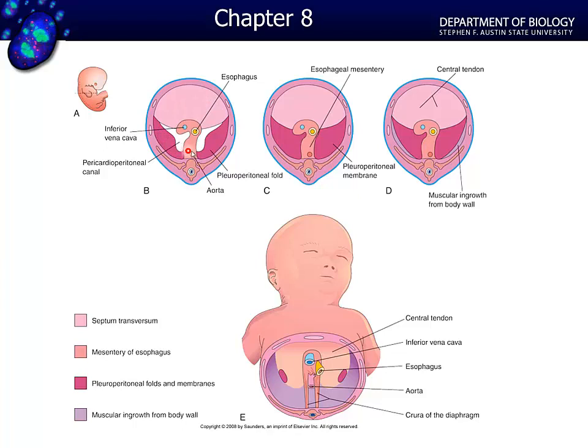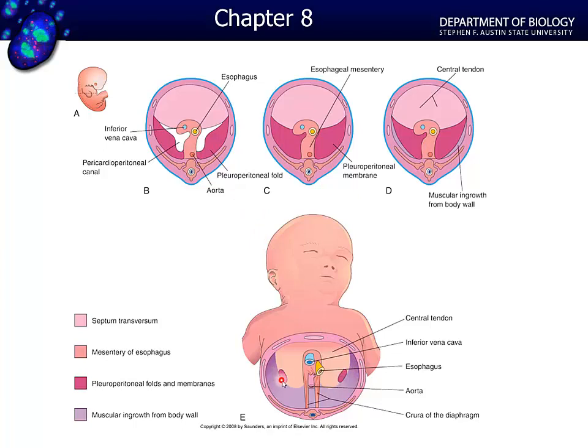Here we have our pleuroperitoneal folds. These are our pericardio-peritoneal canals here. And then this is that dorsal mesentery of the esophagus. This is going to tie everything together. And so when we get to the final finished mature form, again, we can see these holes.